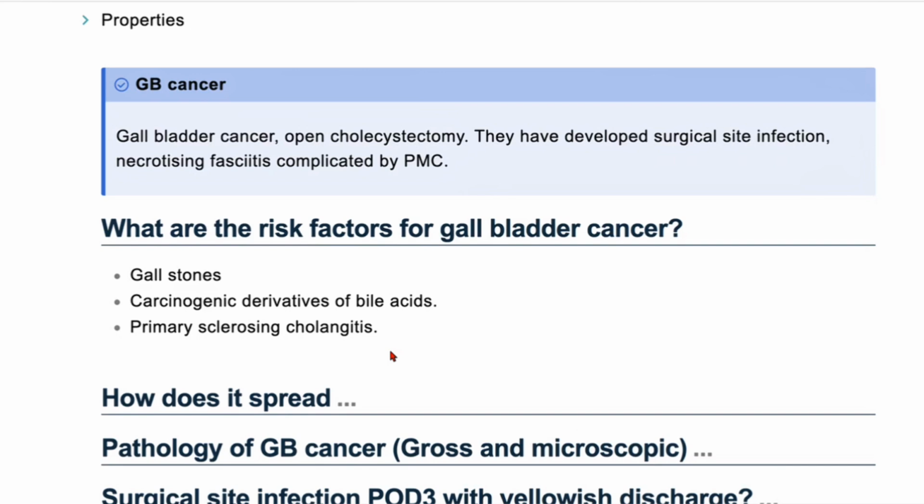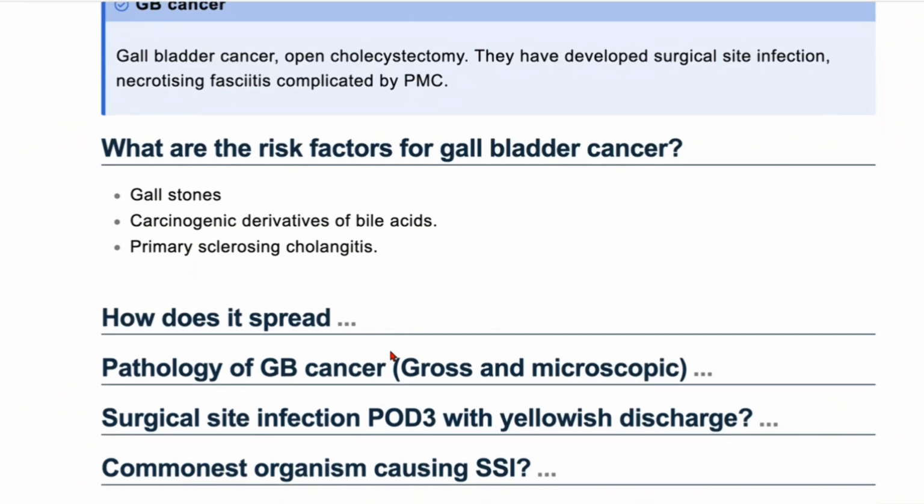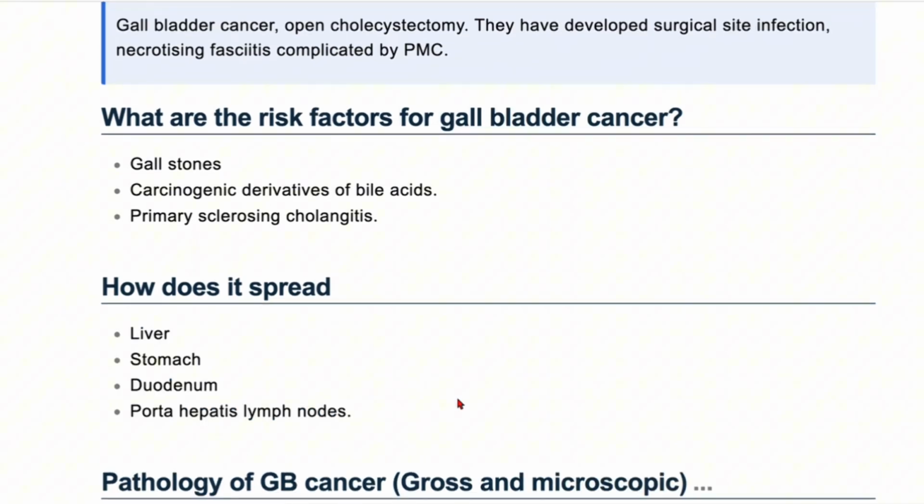Well done. And how does it spread, gallbladder cancer? So it spreads via lymphatics and hematogenously. And it typically spreads to the liver, segments 4 and 5, and to the porta hepatis. So you're right. It can go lymphatics and blood, and also direct spread. And given the anatomy of where the gallbladder is, it can go to the stomach, the liver, and the porta hepatis, because it's very well connected to all this area.